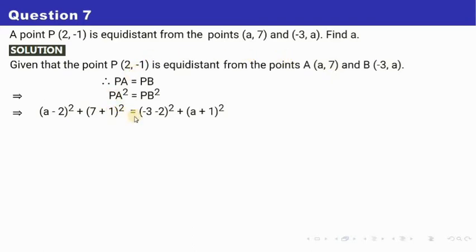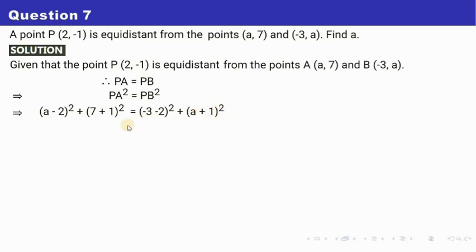Okay, equals to, similarly do the same out here. So you are finding PB, P and B. Call this as x1 y1 and call this to be x2 y2. So, x2 minus 3 minus x1, that is minus 2 whole square, plus y2 minus minus 1, that is plus 1. So, a plus 1 whole square.